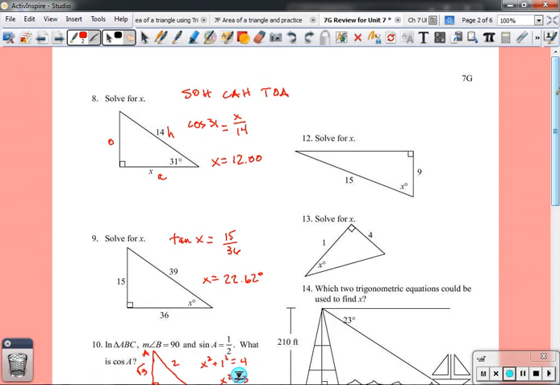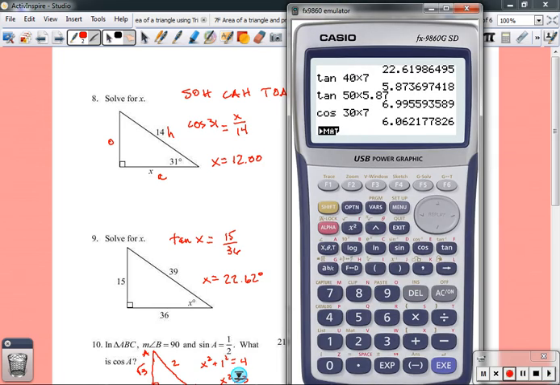All right. Let's take a look at number 12. Let's label these. This is adjacent, this is hypotenuse, so I'm using cosine. The cosine of x equals 9 over 15. Anytime you're looking for the angle, it's the inverse.